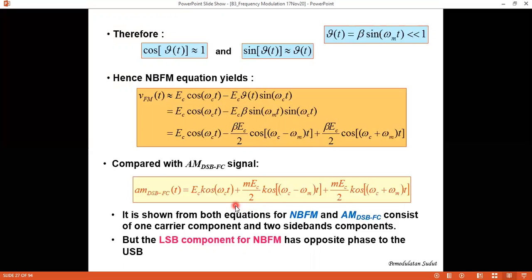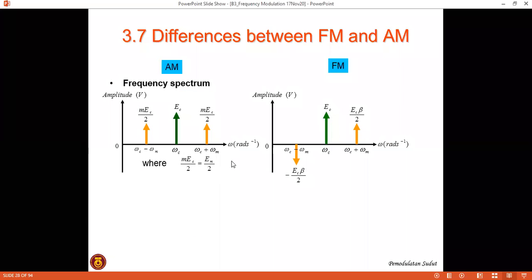But the difference is that the LSB component for narrowband FM, the lower sideband here, has a negative sign, opposite phase to the LSB component in full AM. So this is the main difference, mainly at the phase of our lower sideband. So instead of positive, it's negative. So it's opposite, 180 degrees. So these are the differences between narrowband FM and AM.